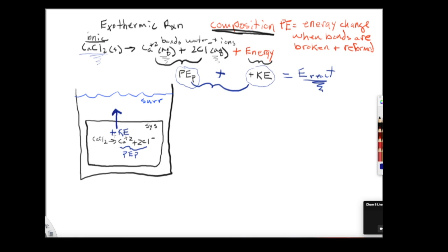Okay, so I just complicated my example. And the reason that I did is because this kinetic energy is going to move. So I'm going to pull this positive sign right now, because it's going to be transferred from here to the surroundings.